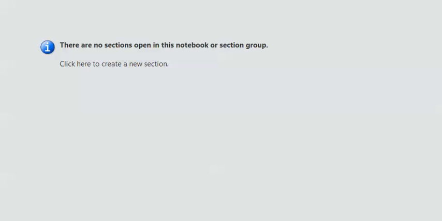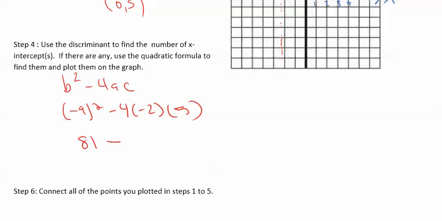And then -4 times -2 times 5 will give me +40. So that's going to be plus 40. And so let's calculate that. 81 plus 40 is 121.